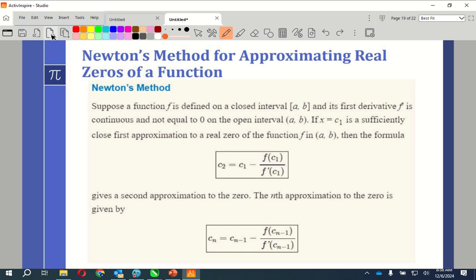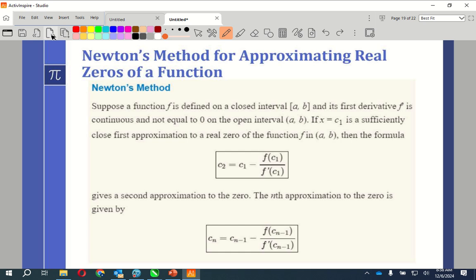So if x equal to c1 is sufficiently close to the first approximation to a real zero of a function f in a to b, then the formula right here, okay, this is important, gives the second approximation to the 0. The nth approximation to the 0 is given by this formula here. So, you have those written down? Most likely somewhere, right? Good.